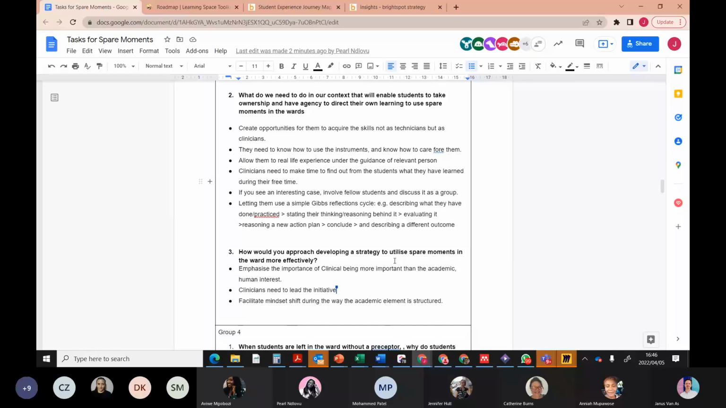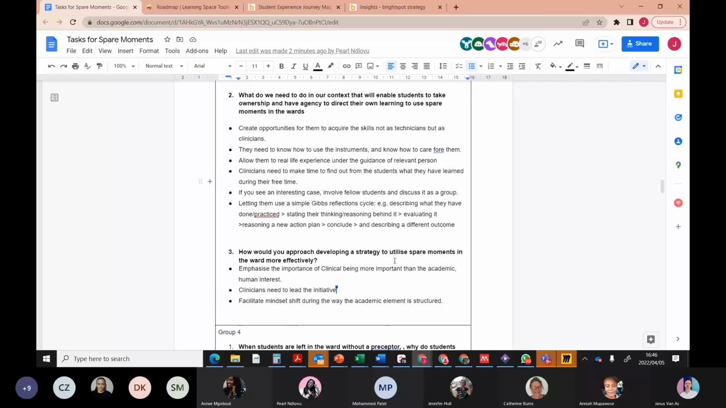So we need to create opportunities for them to acquire the skills, not as technicians, but as clinicians. They need to know how to use the instruments and know how to care for them. Even if they don't have the opportunity to engage with patients, there are many elements of the hospital that they need to be familiar with, that they need to know how to use, where to find certain things, or who to speak to in the hospital to get access to those things as well.